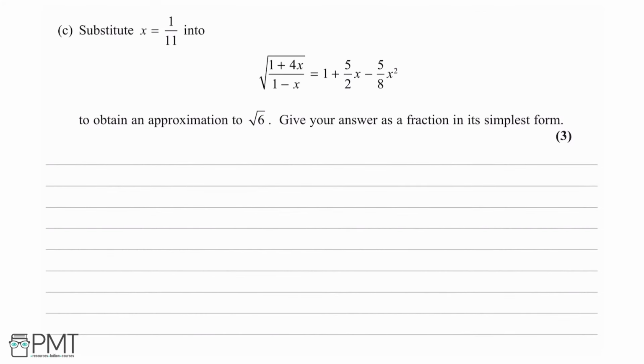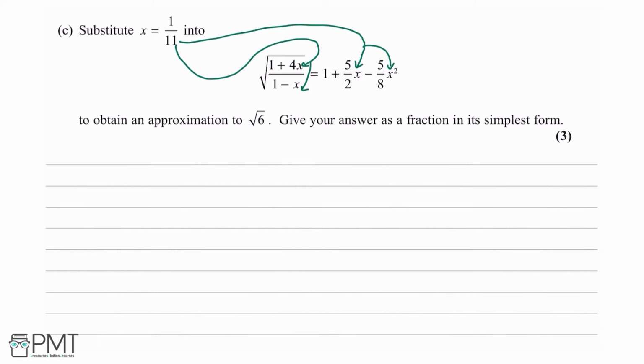Part C is asking us to substitute x equals 1 over 11 into our approximation for the square root of (1 plus 4x) over (1 minus x) to obtain an approximation to root 6. We are told to give our answer as a fraction in its simplest form. This question is pretty straightforward. All we need to do is plug x equals 1 over 11 into our expansion, as well as into each of our x terms, then solve and rearrange to get root 6. So let's go on to that.